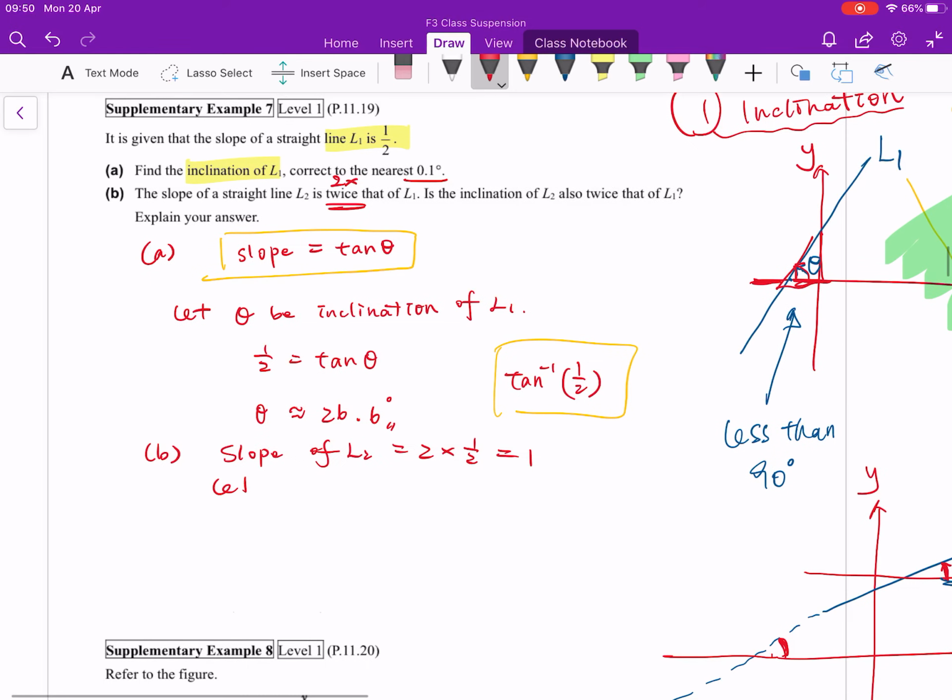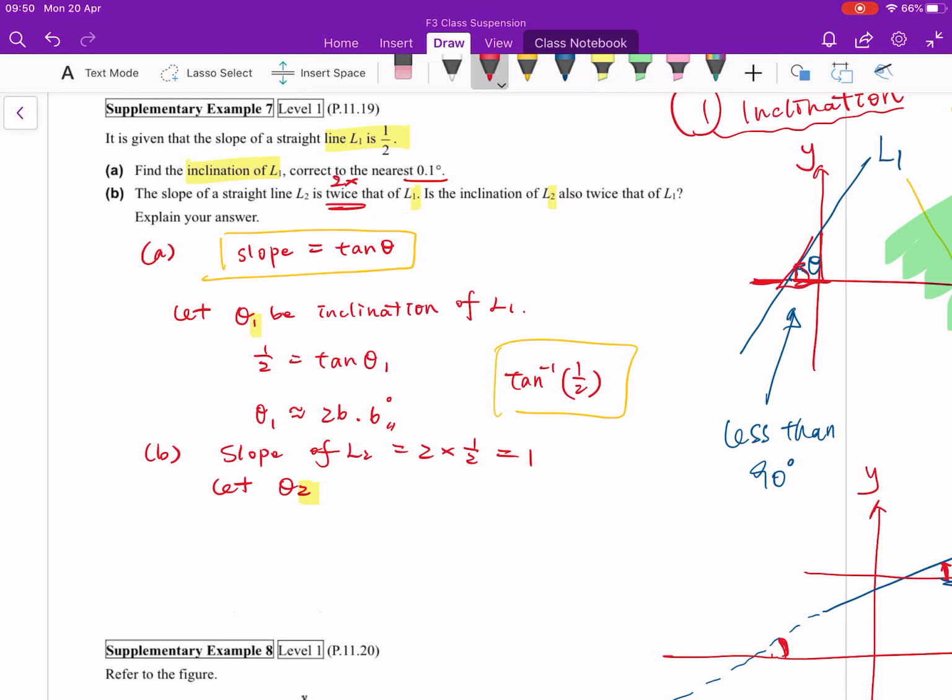So the slope of L2 is twice of L1, which is 1. And then we have to find out the inclination of L2. Let theta 2. The little 2 here, we can indicate that this is the slope of L2 matched with the little 2 here. So actually, if you want, you may let the theta in part A as theta 1, so that you can match the little 1 with the L1 and little 1 here.